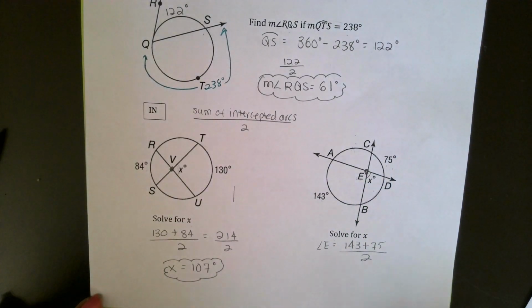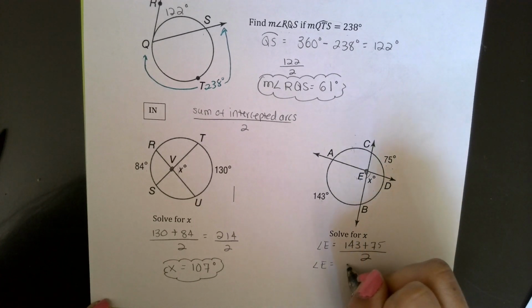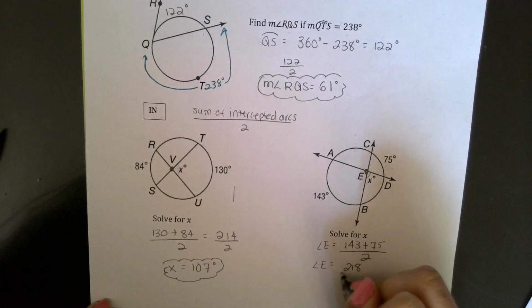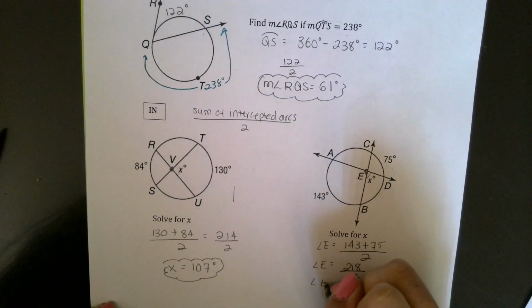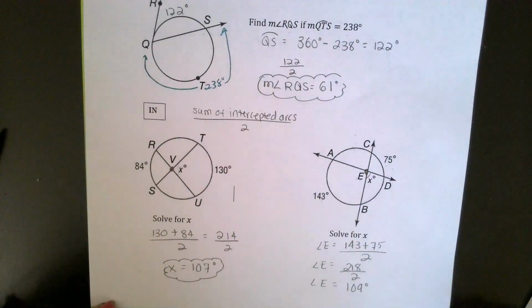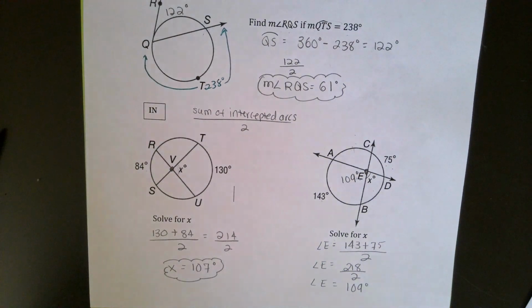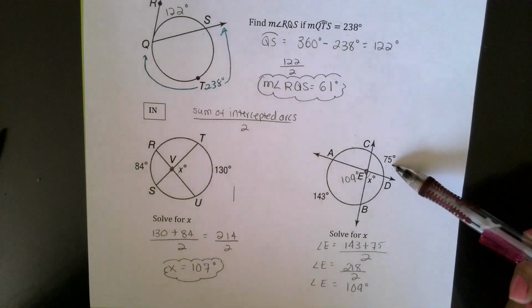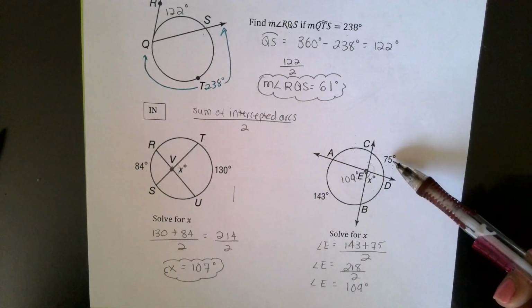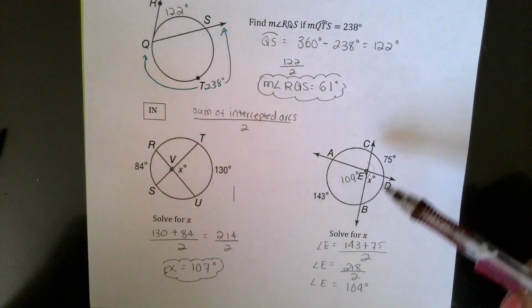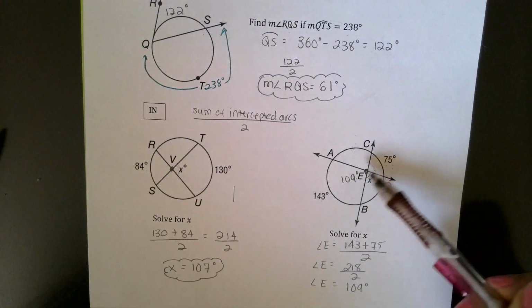So angle E, that's going to give you 218, and take half of that. So this angle E is going to equal 109. This is 109 degrees. You could have also done the 75 if you wanted to, because it's the same thing. If you want to find this angle here, you're still adding the intercepted arcs and dividing by 2. So you're still going to get 109 here. And also, these are vertical angles, so there's no doubt it's going to be 109.